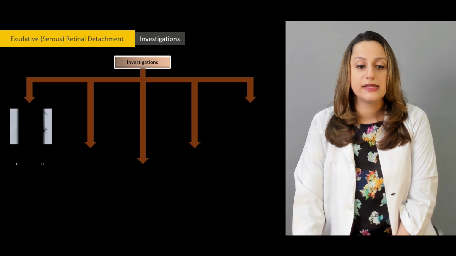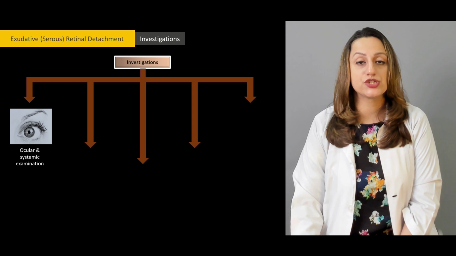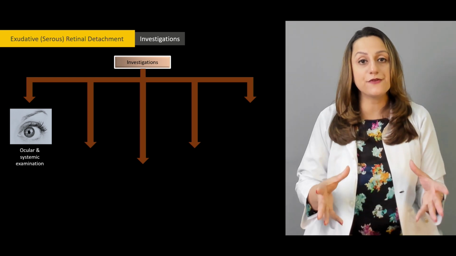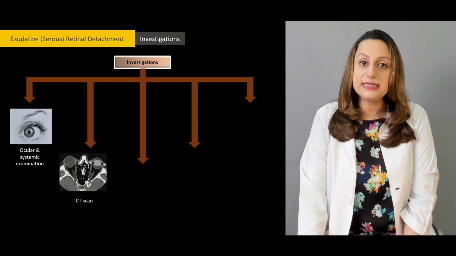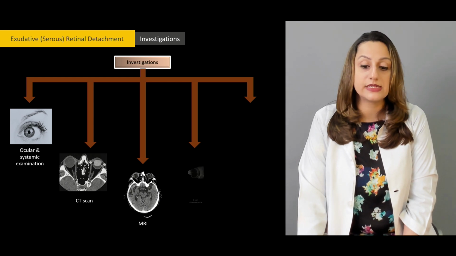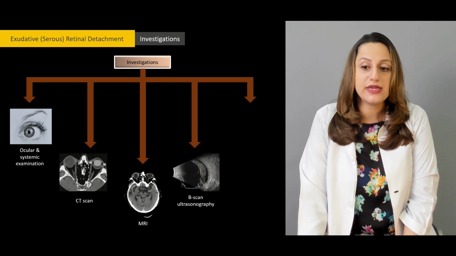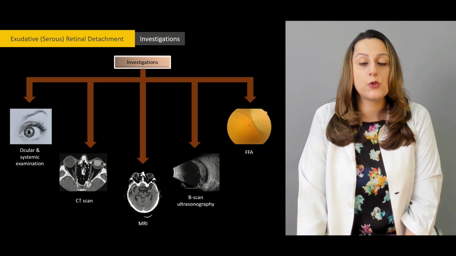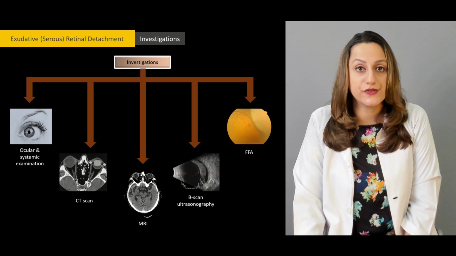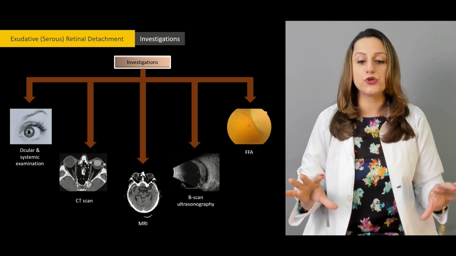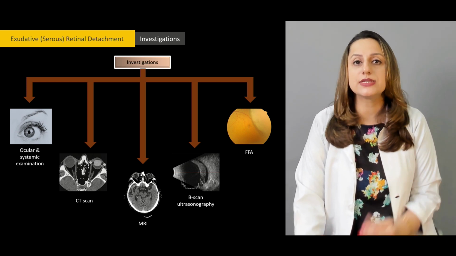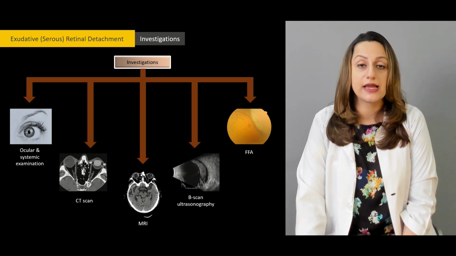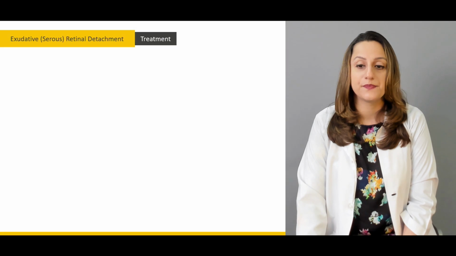The investigations that have to be carried out in these cases are the ocular and the systemic examination. Obviously, if we are focusing on any systemic factors, we have to rule out whether the patient is suffering from any kind of inflammatory conditions or not. CT scans are performed for these patients, MRIs are done, B-scan ultrasonography is done, and then finally, we can perform the fundus fluorescein angiographies. So these would be the list of investigations that we have to keep in mind, whether it is a primary rhegmatogenous retinal detachment or an exudative retinal detachment in these cases.